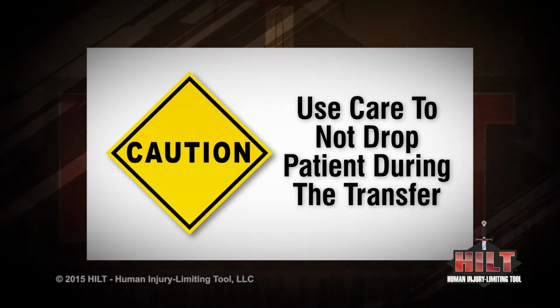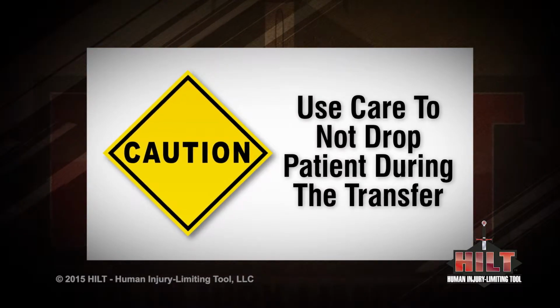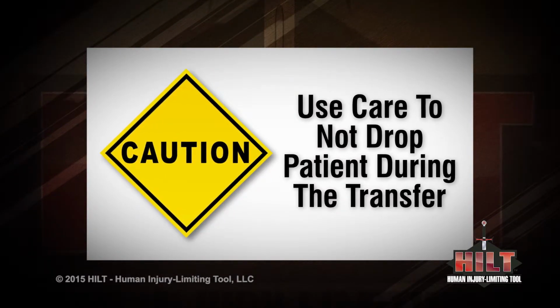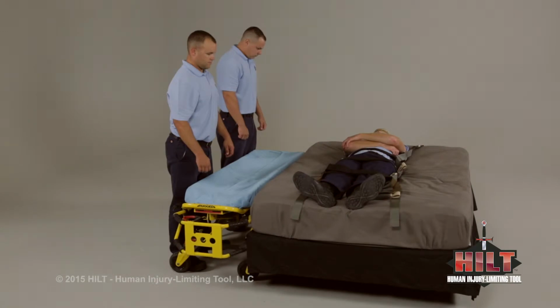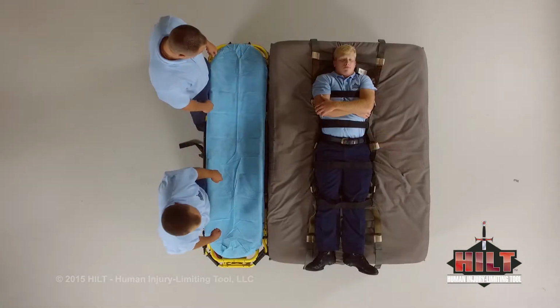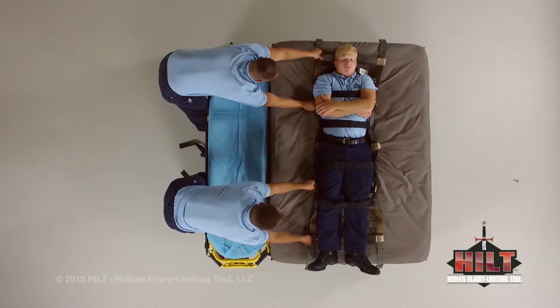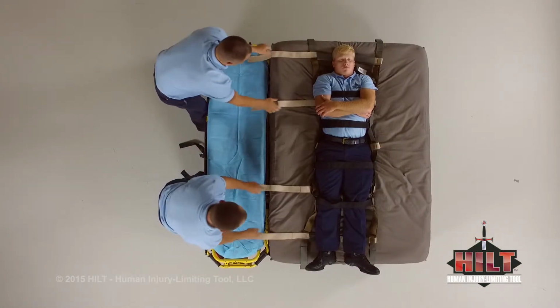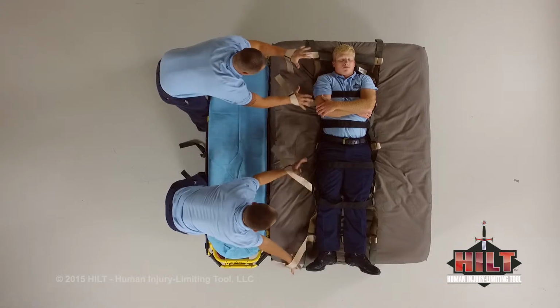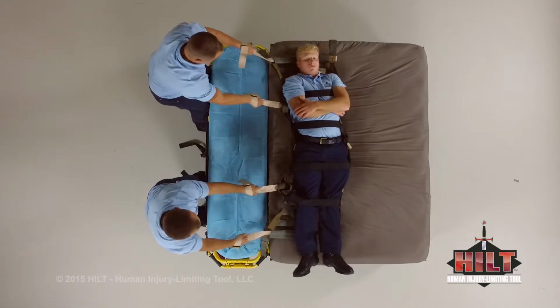Caution: use due care to not drop the patient from the bed during the transfer. To transfer a patient from a bed to a wheeled stretcher, load the patient onto a full-length HILT. Up to 5 attendants may be used, depending upon the patient's weight and the attendant's ability to access the patient. Deploy enough extenders for each attendant. Insert hands into the handles and slide the patient from the bed onto the wheeled stretcher.